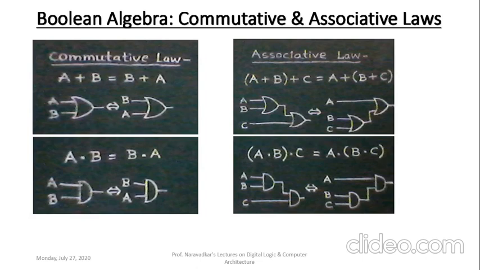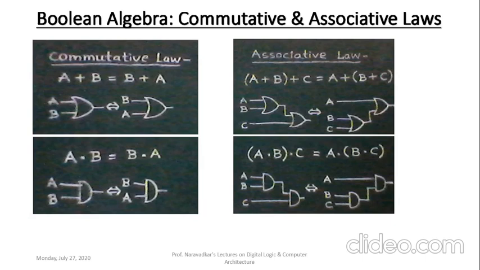Again left side A dot B, this is first of all performed by using one AND gate. The output of this AND gate is ANDed with the third variable C here. This is left part. Then on the right part here, A kept as it is, first of all B dot C AND operation is performed by the bottom, rightmost bottom AND gate. And the output of this B dot C will be ANDed with variable A by the upper AND gate, and then the final output is generated. So these are the two associative laws which are duals of each other.